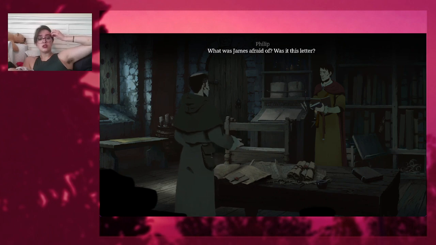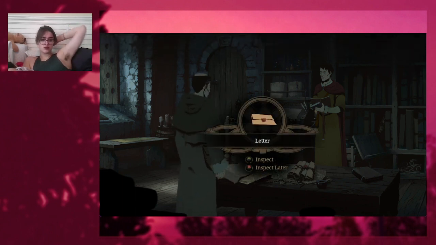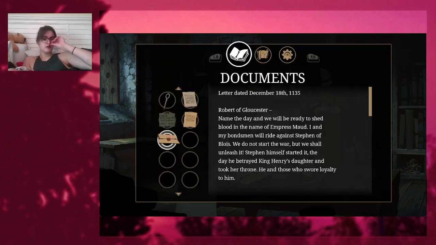What was James afraid of? Was it this letter? No, the letter is still sealed. Break the seal. Letter dated December 18th, 11:35. Robert of Gloucester, name the day, and we will be ready to shed blood in the name of Empress Maud. I and my bondsmen will ride against Stephen of Blois. We do not start the war, but we shall unleash it. Stephen himself started it, the day he betrayed King Henry's daughter and took her throne. He and those who swore loyalty to him.